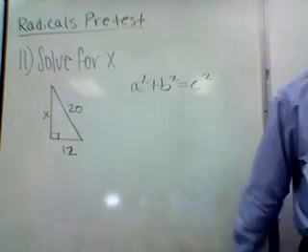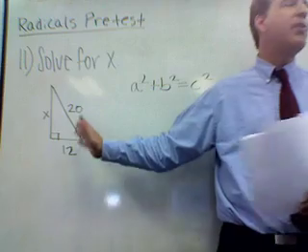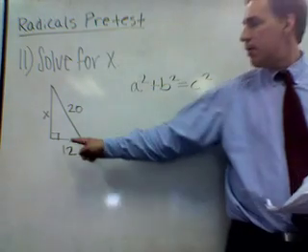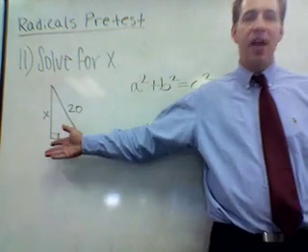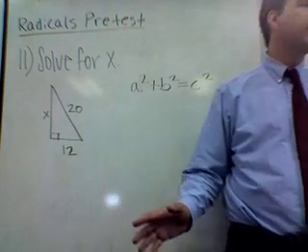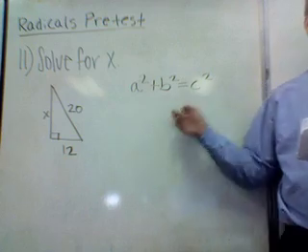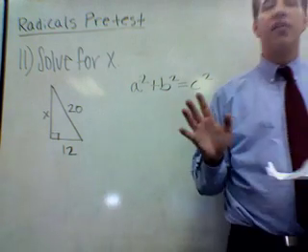Good job. All right, we're at number 11. It says solve for x, and we've got a right triangle. How do we know it's a right triangle? Ben? It has the right triangle symbol. And what's so special about right triangles? What formula can we use? Pythagorean theorem, which looks like? A squared plus b squared equals c squared. Good. That's the start of this problem.